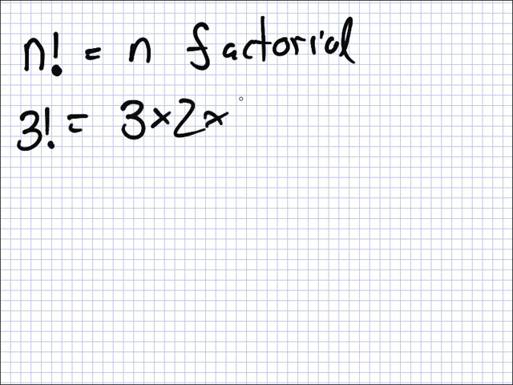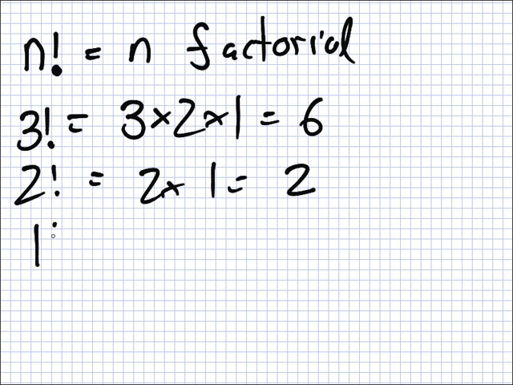3 times 2. Okay, so some of you know this. This is 6. 2 factorial, which is 2. 1 factorial, 1. 0 factorial, which? Peter's going to tell me. 1. Yeah, so 0 factorial is 1.